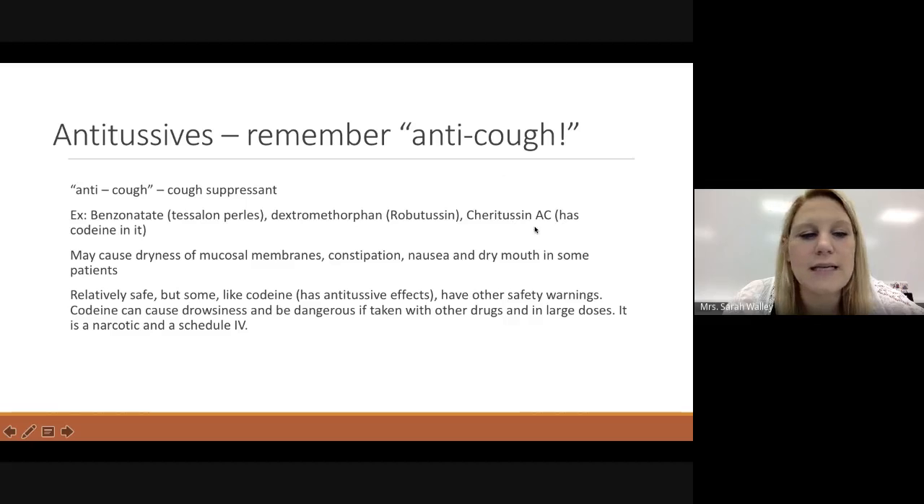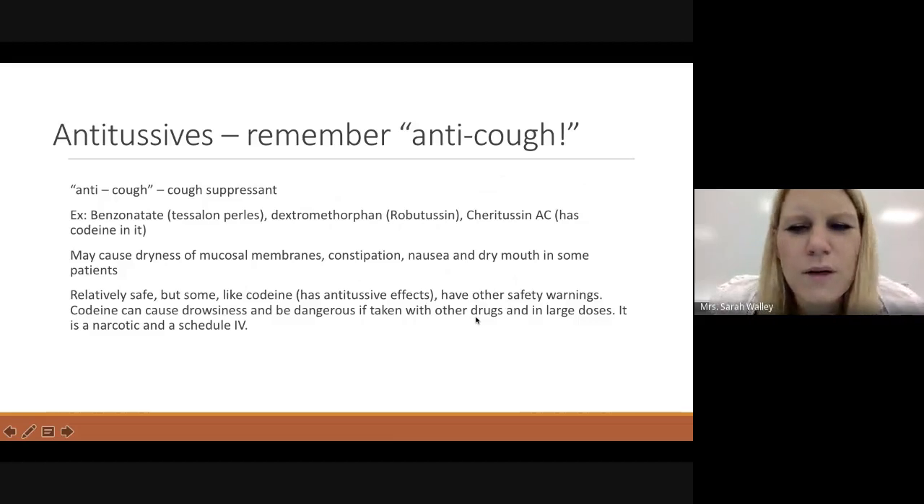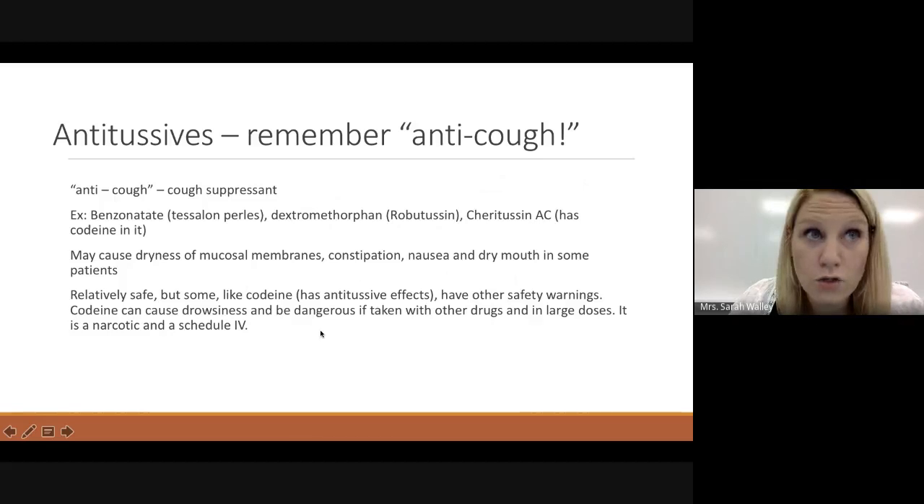So Cherotessin AC has codeine in it. Codeine is a scheduled drug. It has antitussive effects, and that's why it's in a lot of anti-cough medicines. But again, you have to be prescribed that. And then the typical side effects of these could cause dryness of mucosal membranes, constipation, nausea, and dry mouth in some patients. And one other thing you want to remember is Cherotessin AC or anything with codeine is usually a Schedule 4 drug. It doesn't have a lot of codeine in it, and that's why it's a Schedule 4.